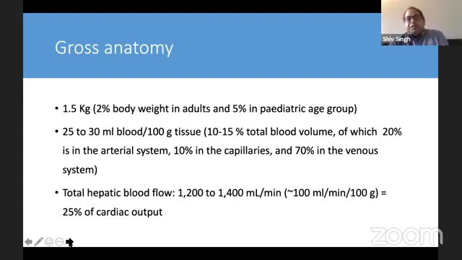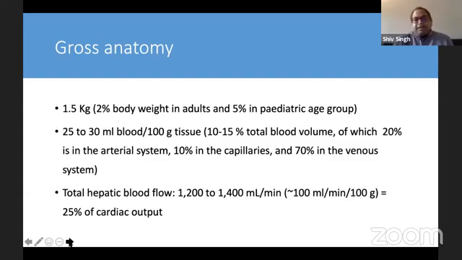Of this, 20% is in the arterial system, 10% in capillaries, and 70% in the venous system. So this is a large reservoir for blood because it's a venous system, and not actively taken up, so it's a large reservoir of blood, like your spleen. And it's got a huge blood supply, almost 100 ml per minute per 100 gram, which accounts for around 25% of the cardiac output. One quarter of the cardiac output actually goes to the liver.